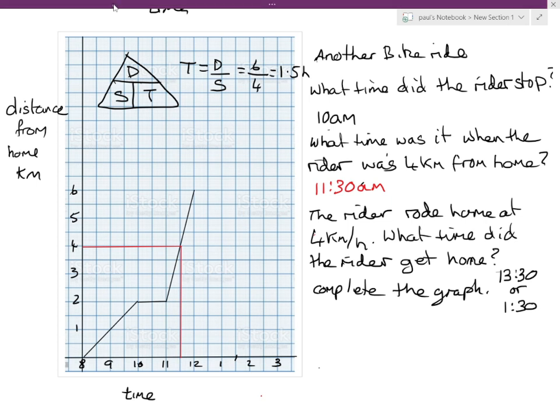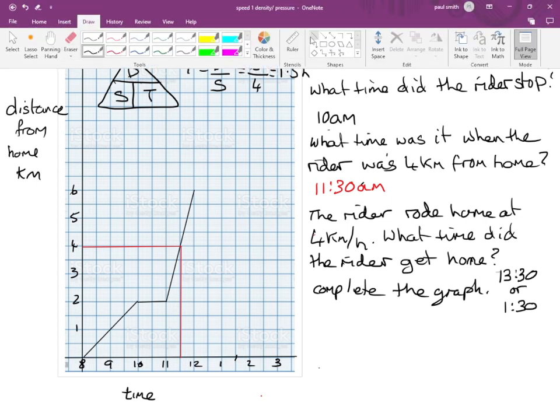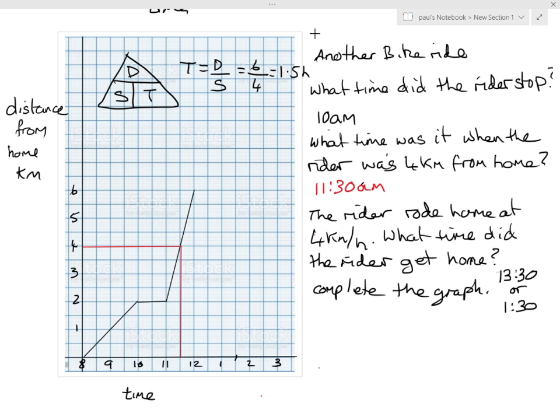And now we've got the chart to fill in. So we go from there down to 1:30, and there we go. That's completed that second one. And that's this little section on the lesson 15, which is the real life graphs.